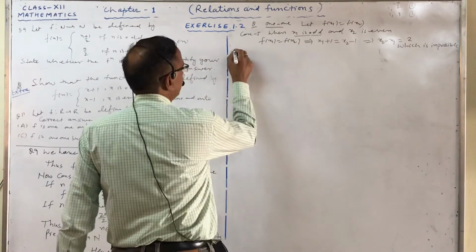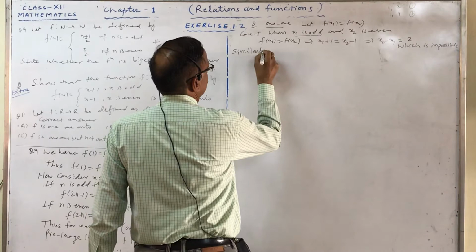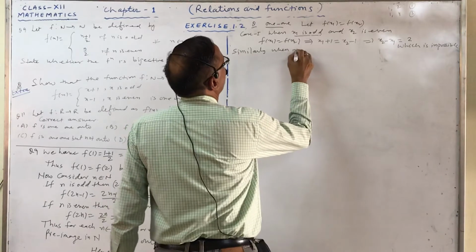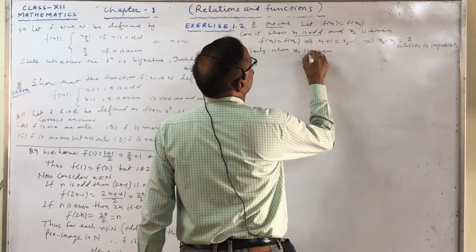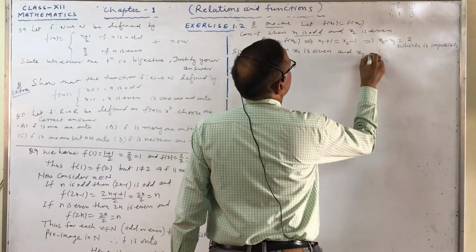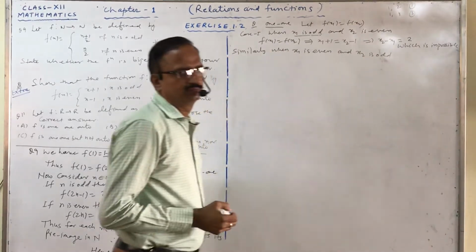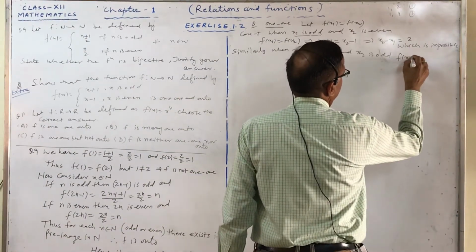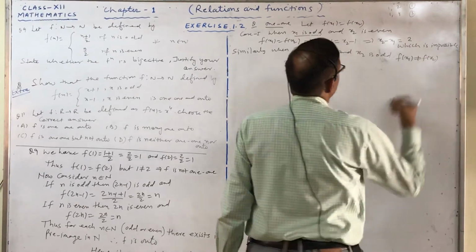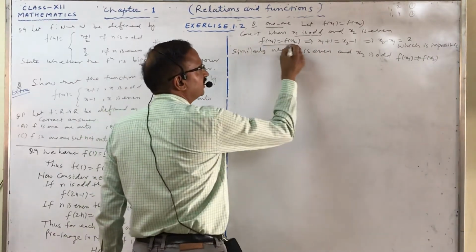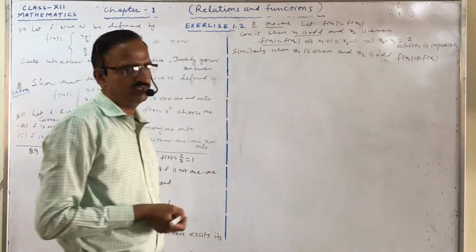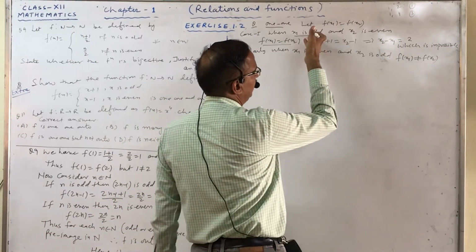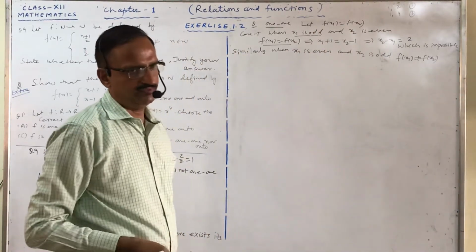So we can write similarly, when x1 is even and x2 is odd, f(x1) is not equal to f(x2), because when we consider this, the result is false. It means it is not possible. So f(x1) is not equal to f(x2). In the same way, when this is even and this is odd, f(x1) is not equal to f(x2).